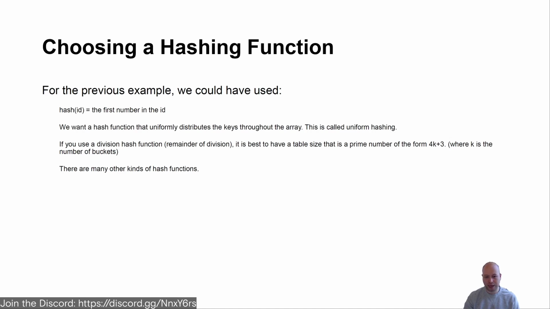If we use a division hash function, like a remainder of a division, a modulo operator, what we really want is a prime number in the form of 4k plus 3, where k is the number of buckets.